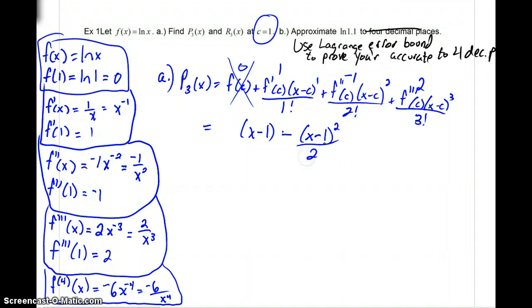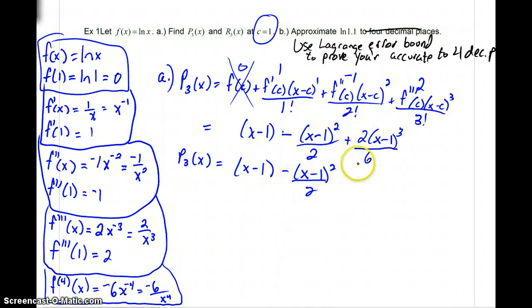Of course, 2 factorial is simply a 2. Then we will say, wrapping this up, this is a 2 times x minus 1 to the third all over 3 factorial. 3 factorial, of course, is a 6. So we're seeing that the third degree Taylor polynomial is x minus 1 minus x minus 1 squared all over 2. 2 all over 6 actually would simplify nicely to just a 3. And there we have it. That is p sub 3 of x, our Taylor polynomial.